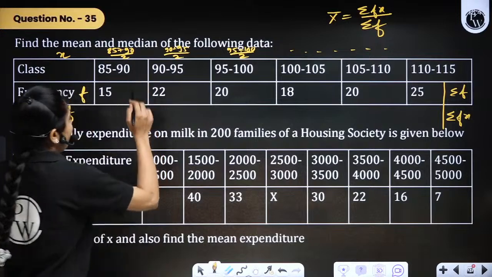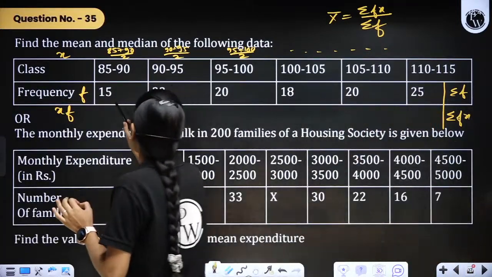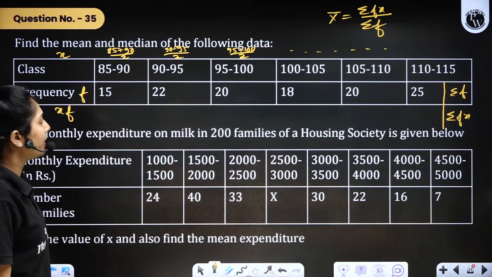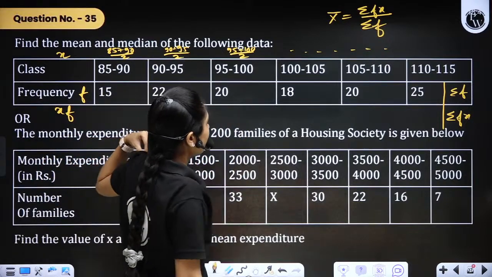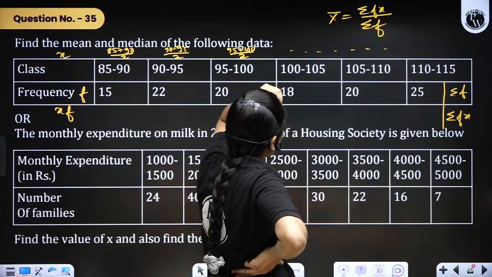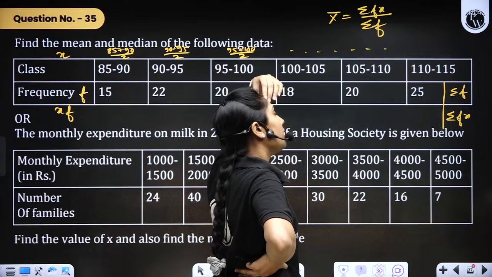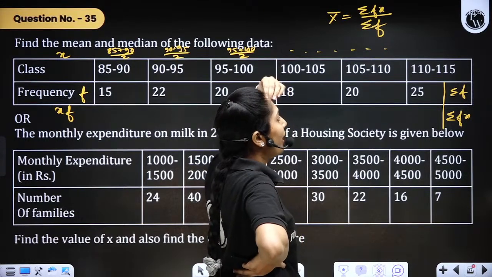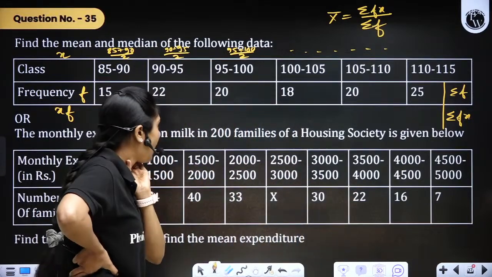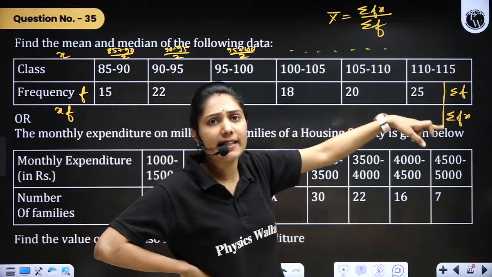Then to find the median, you need the sum of frequencies. The sum of frequencies is 15 plus 22, 37, 47, 57, 67, 75, 85, 95, 120. Value of n by 2 is 120 by 2, which is 60. This one will be the median class, right?